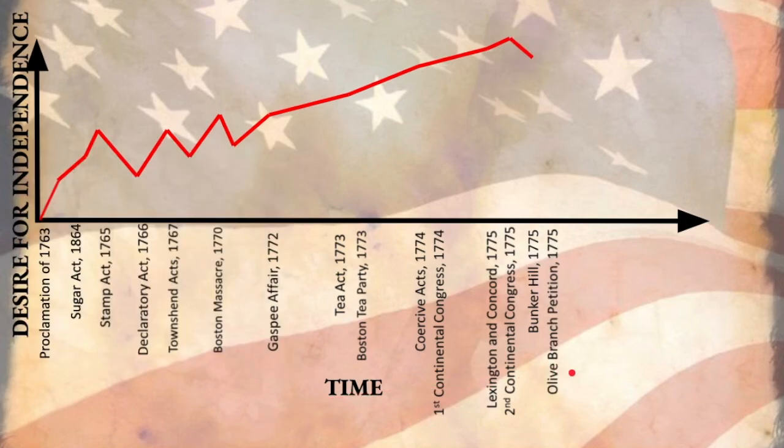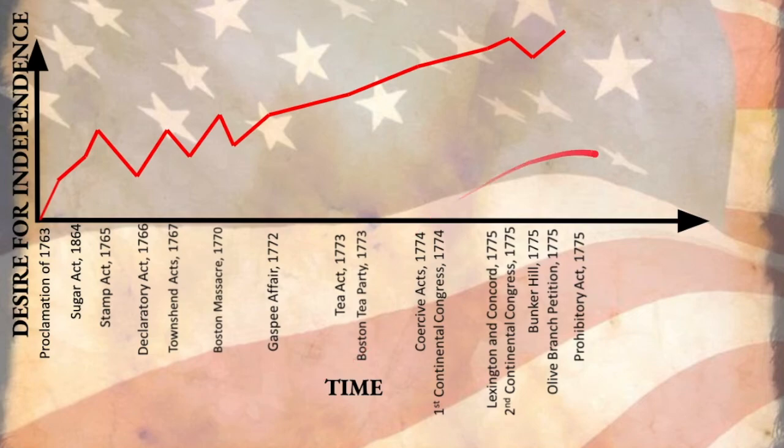It drops a little bit. They offer the Olive Branch Petition. There's a last attempt at peace after Bunker Hill. They said, you know what, maybe we don't want to go to war. The battles are bad enough. Do we really want to go to war with Britain? Let's make one last peace offering. If the king will respect us and go back to the way things were, then maybe this can all be forgotten. So they offer the Olive Branch Petition. The king won't even read it, doesn't even open it, ignores it entirely.